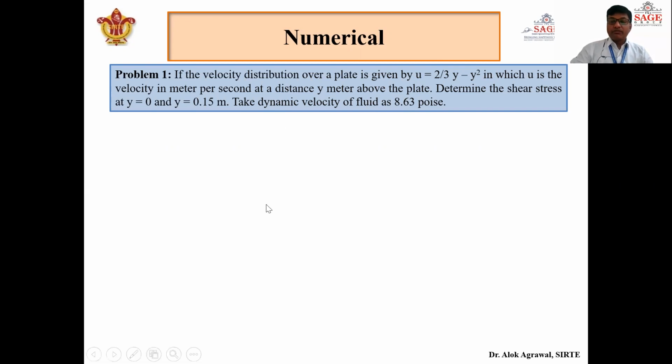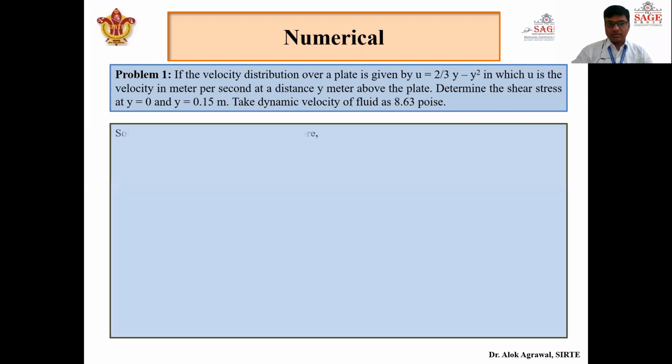Okay, so we have to determine the shear stress at two different locations. First at y is equal to 0, meaning on the plate itself, and second at a distance of 0.15 meter from the plate. Dynamic viscosity of the fluid is given to be 8.63 poise. First, we have to convert this poise into SI unit, that is Newton second per meter square, that we discussed in our last class. So let us start with writing the given.